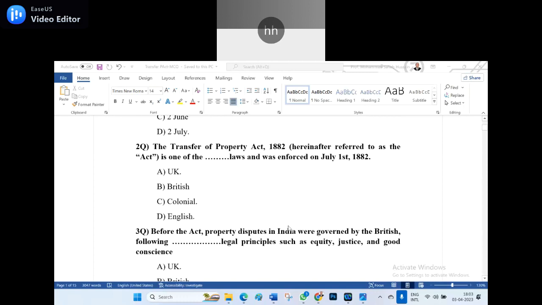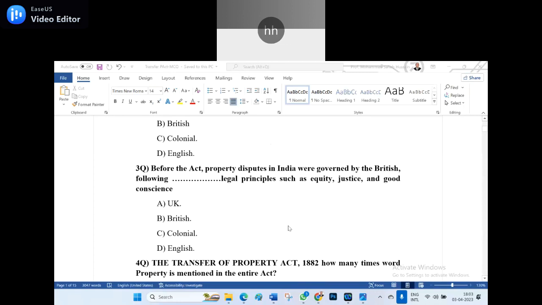Okay. Second question. The Transfer of Property Act 1882 is one of the dash laws and was enforced on July 1st, 1882. A. UK. B. British. C. Colonial. D. English. B, British, wrong. C, Colonial, is the answer: a colonial law enforced on July 1st, 1882.